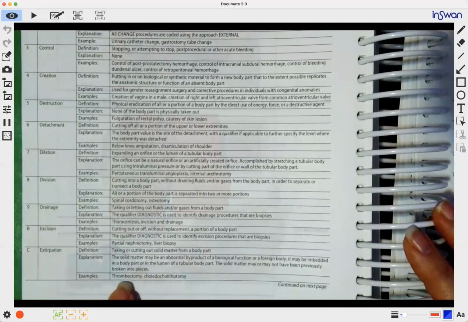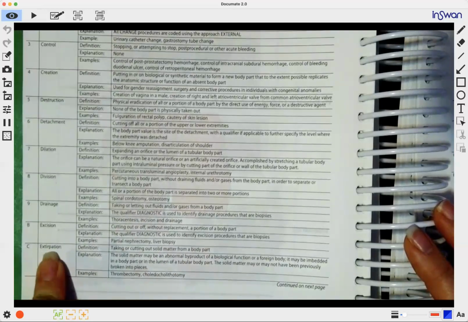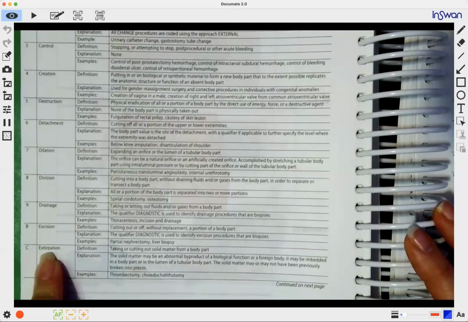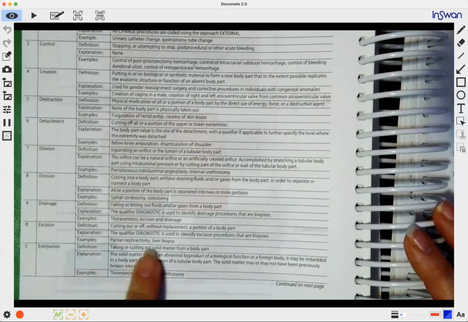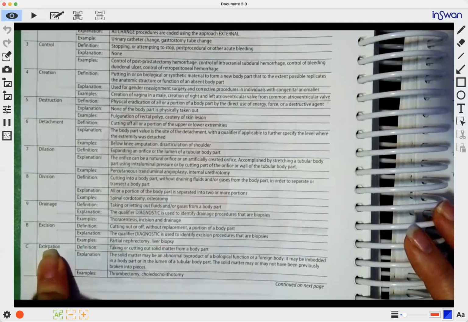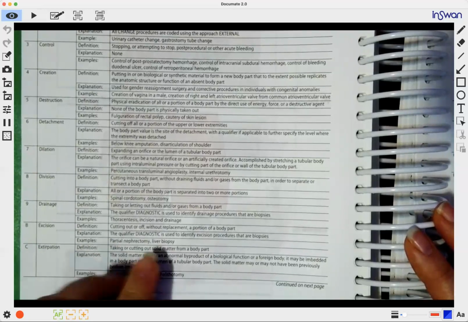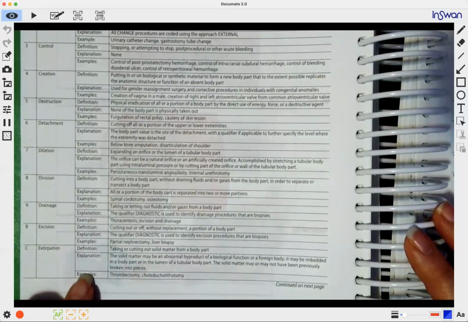So thrombectomy, okay, so a clot. When they remove a clot, that is going to be extirpation. So what is the objective of a thrombectomy? The objective is to take out solid matter, and that equals extirpation. So this is how you go about determining which root operation is appropriate.